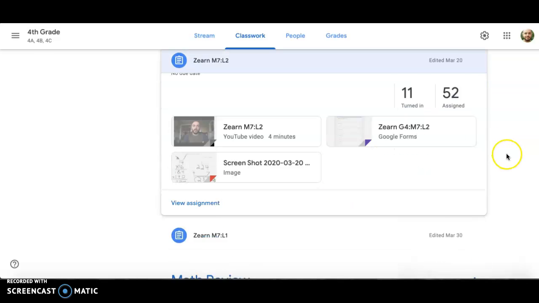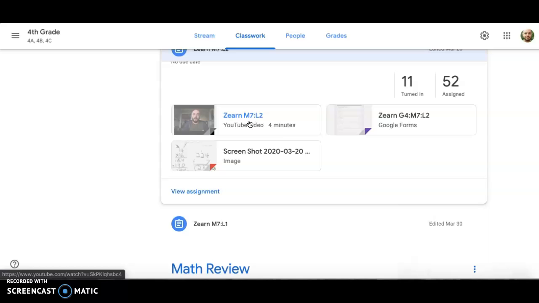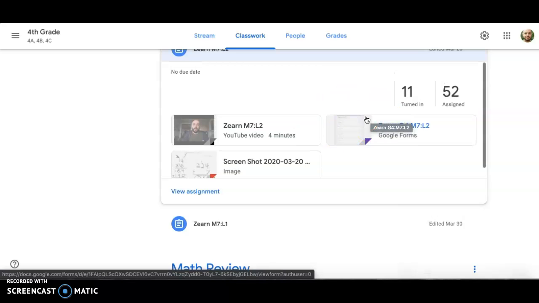Now here in lesson 2, for instance, my video is longer because I'm going over one of the more difficult questions, or a couple of the more difficult questions from the previous day's exit ticket. I also share a screenshot here of the completed work and then that day's lesson. So for this day, it would be lesson 2, that exit ticket that you complete after Zern.